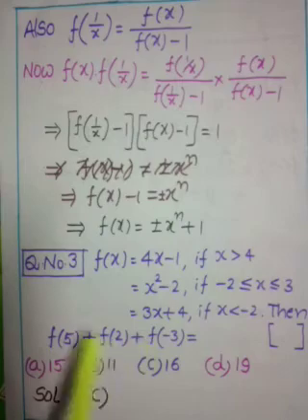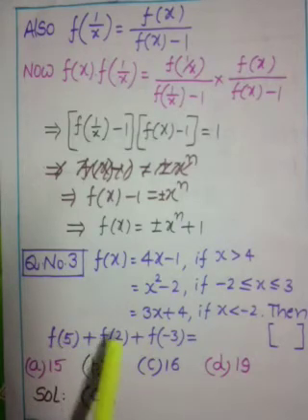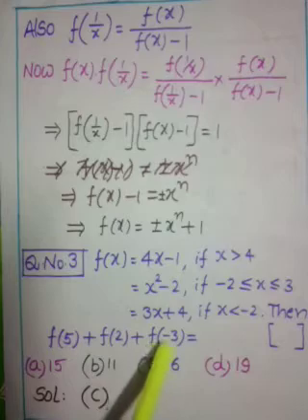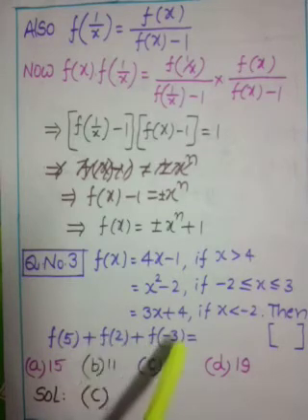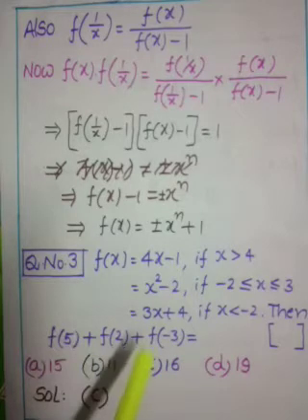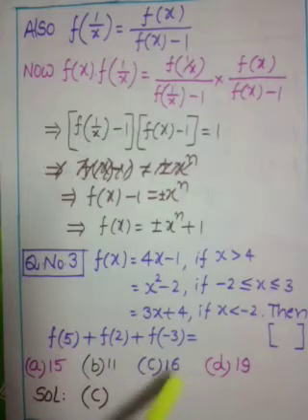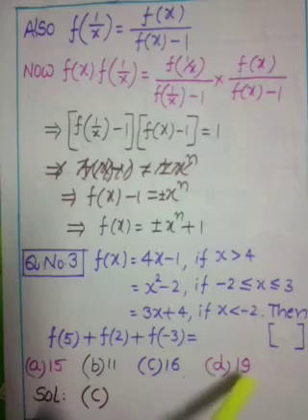So we have to find the f of 5 value separately, f of 2 value separately, and f of minus 3 value separately. We find these values separately and add them to find the value of this statement. Now see the options. First option is 15, second option is 11, third option is 16, and fourth option is 19.